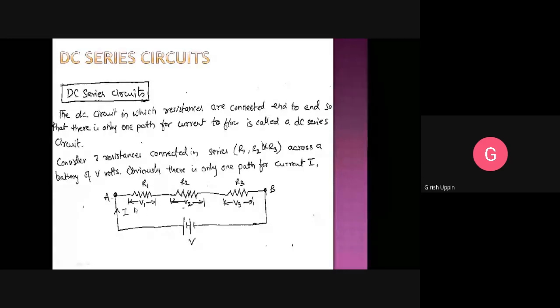When current flows through the resistor R1, it makes a voltage drop of V1 across resistor R1. Voltage drop means what? Ohm's law. If you remember, what is V? V is equal to I into R. So here, what is I? The current that is flowing through this is I into R1. V1 is nothing but I into R1.